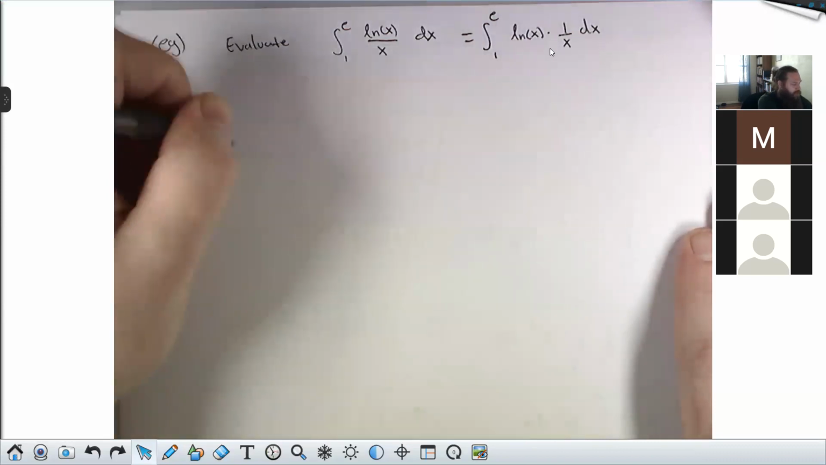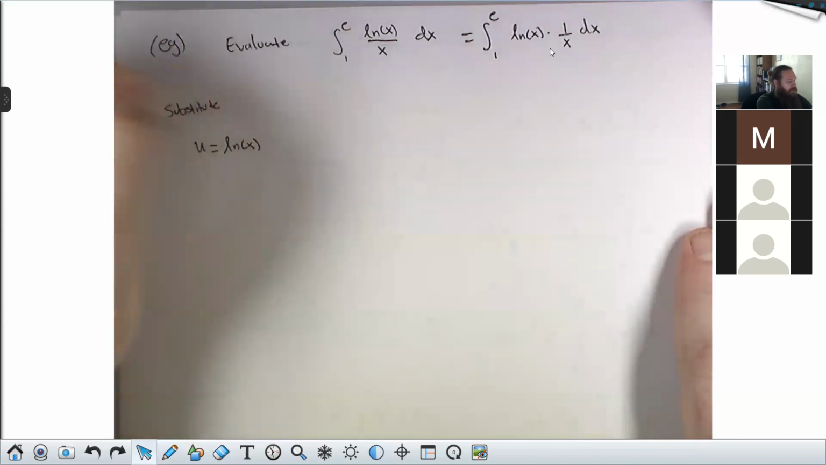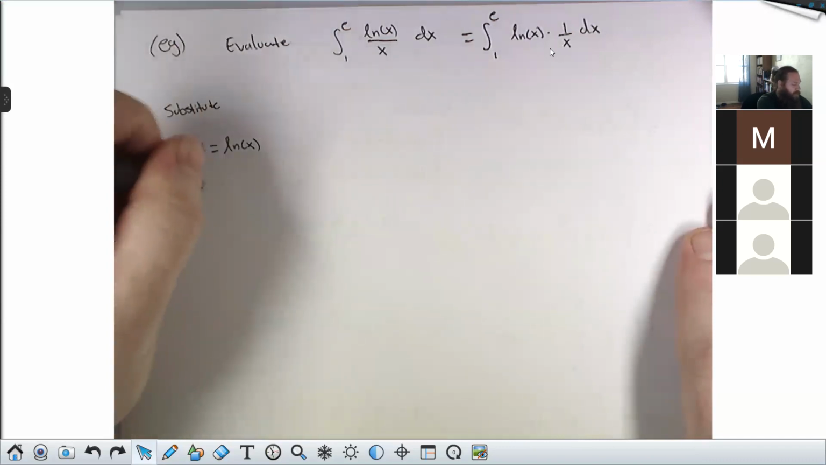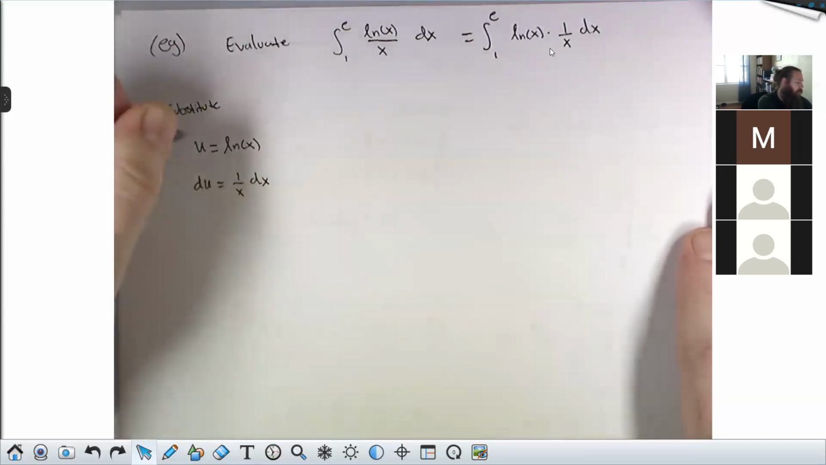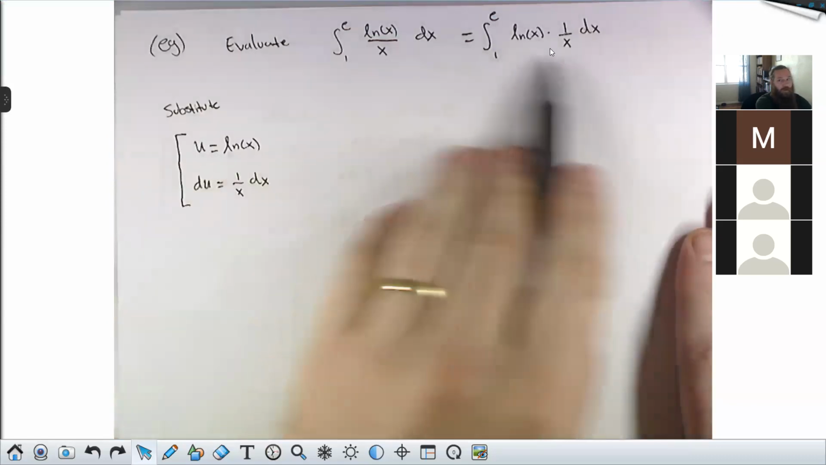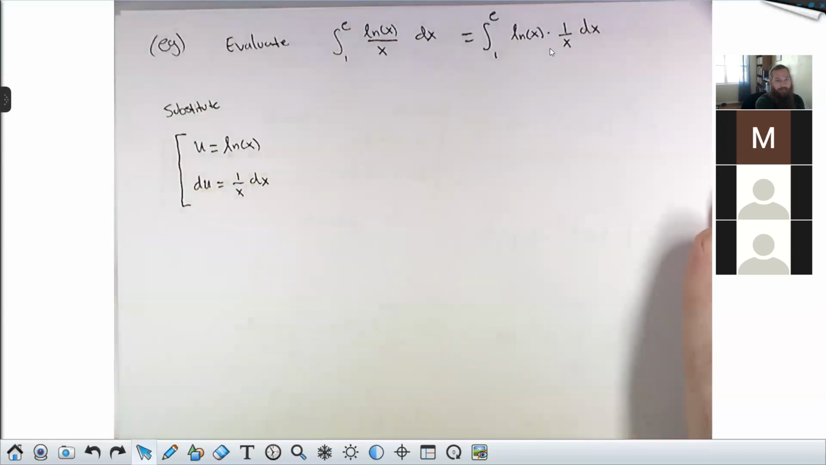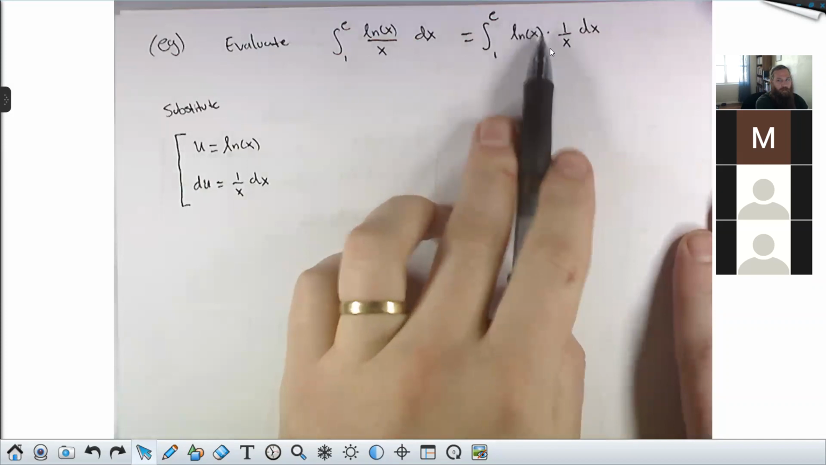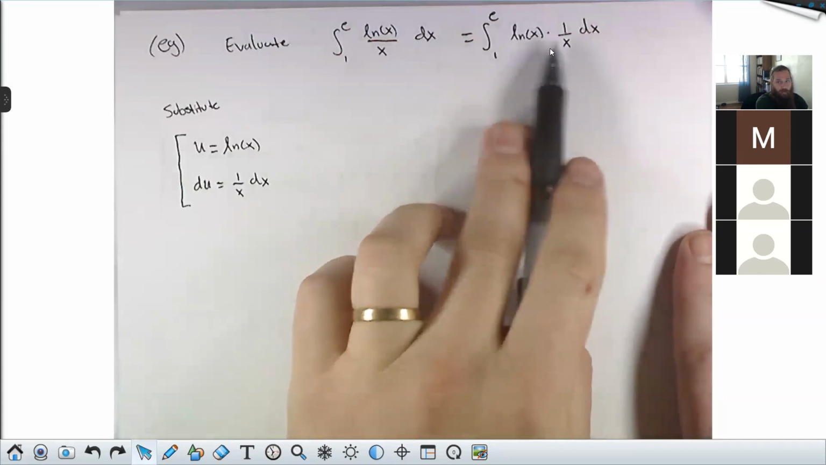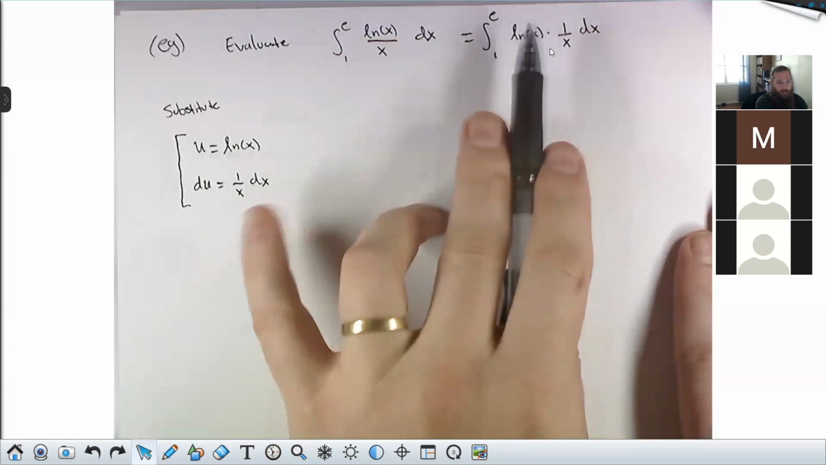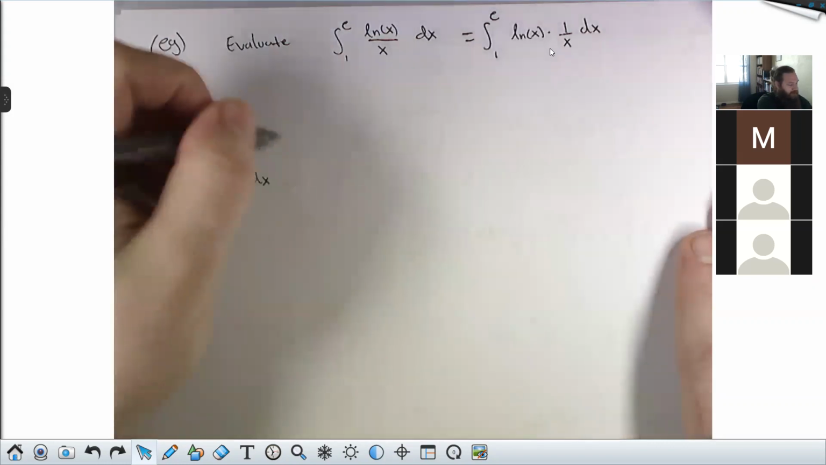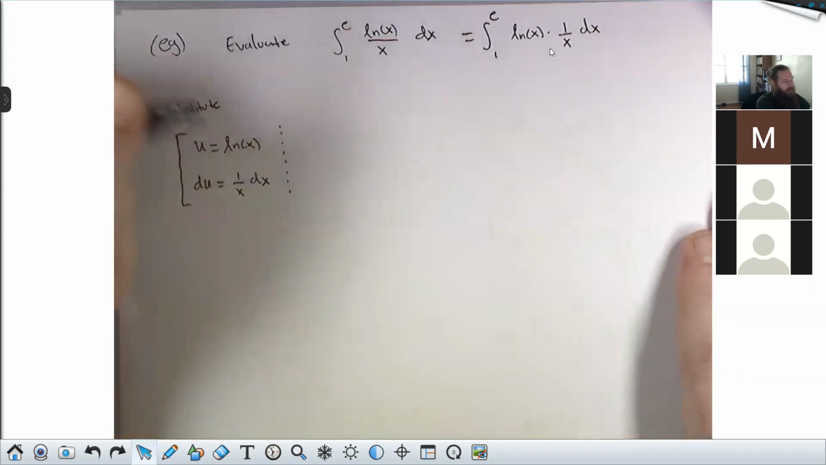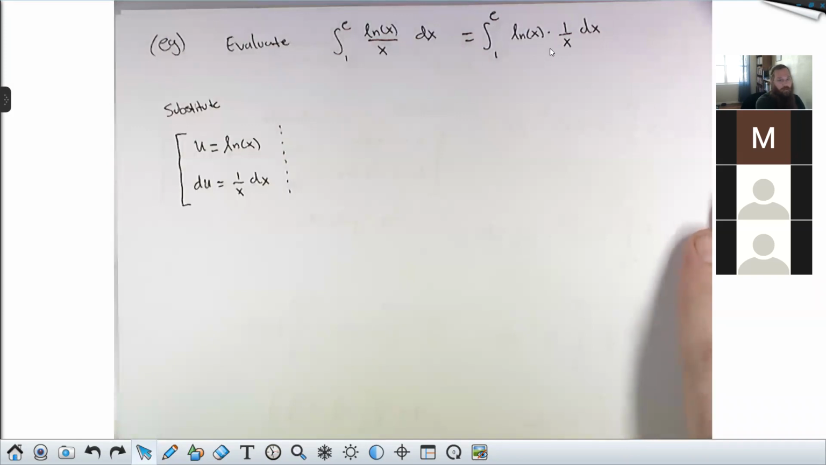So if I make the substitution u equals ln of x, then du will be 1 over x dx. And compare that to what we're looking at here. Do you see how this will be nice? This whole piece, ln of x, would become u. And this whole piece, 1 over x dx, is exactly du. It's very slick, and this sort of thing is what most substitution problems look like.